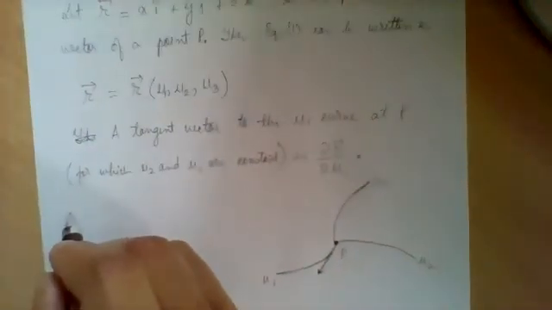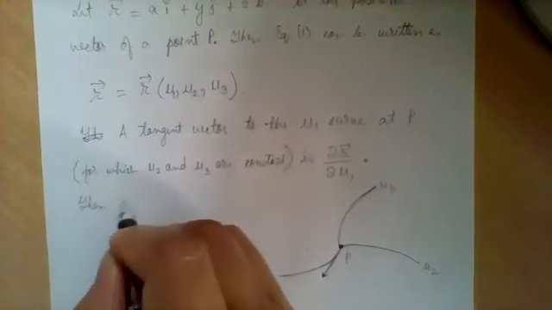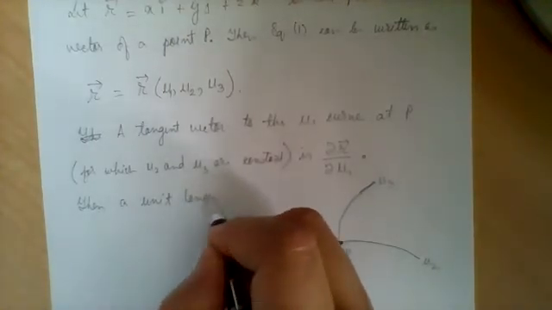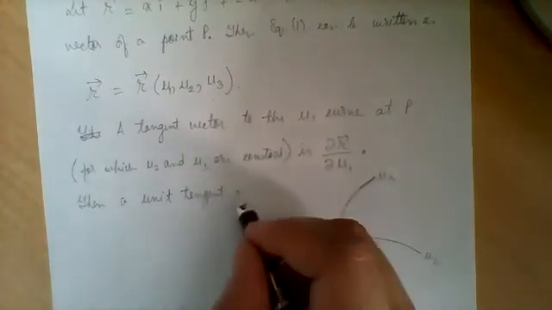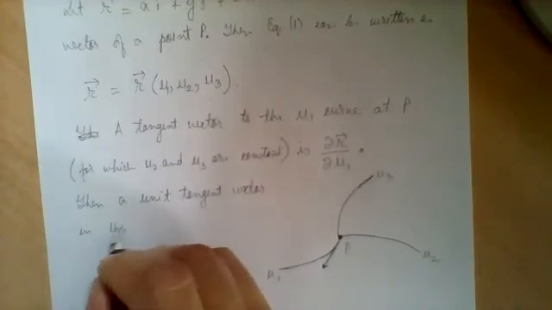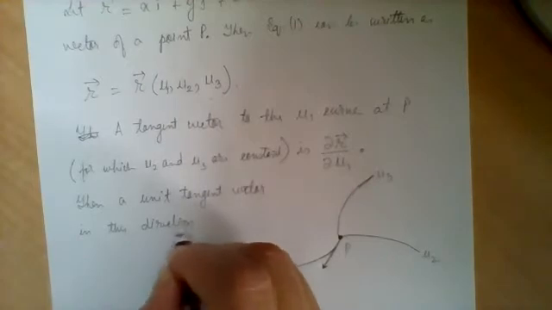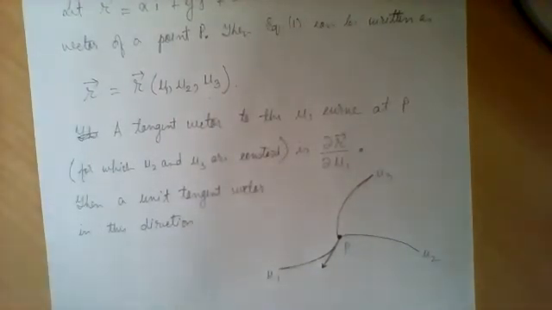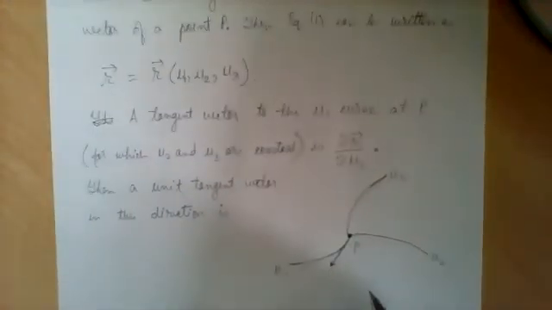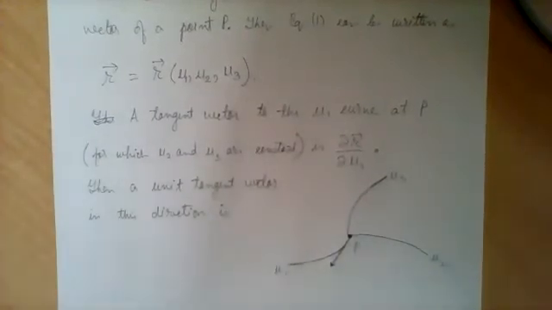Then a unit tangent vector in this direction is found as follows: a unit vector is obtained by simply dividing the vector by its magnitude. When we divide a vector by its magnitude, we get a unit vector along that direction.